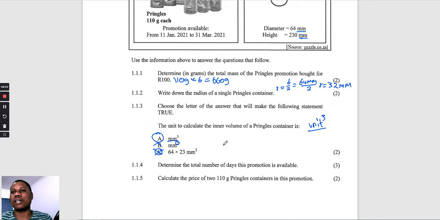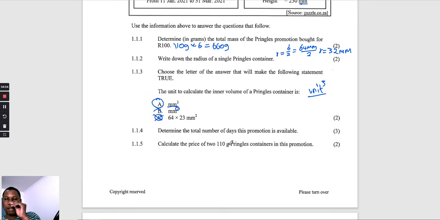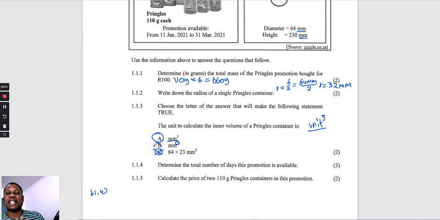Okay, number 4, 1.1.4, they say determine the number of days this promotion is available. Okay, let's write it over here. 1.1.4, the number of days. So they say the promotion is from the 11th of January 2021 up until the 31st of March.